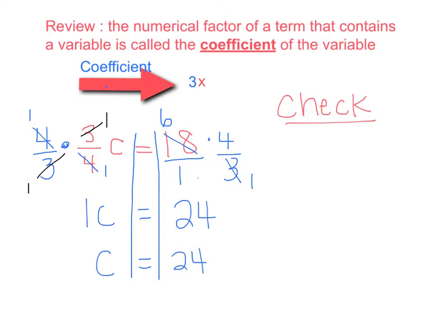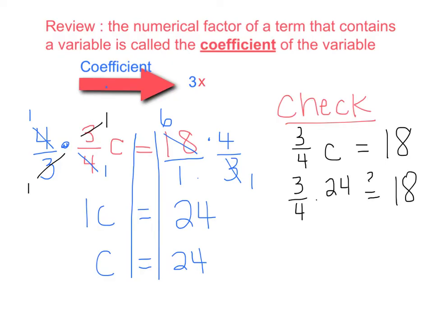With every equation we have, we can always check our answer. So I'm going to check our answer here. First, we need to write the original equation. The original equation was 3/4 c equals 18. Now I'm going to replace c with 24, which was our answer. So 3/4 times 24 equals 18. And I'm going to put a question mark here because we don't know if it equals 18. We're finding that out. So turn 24 into a fraction by putting it over 1.